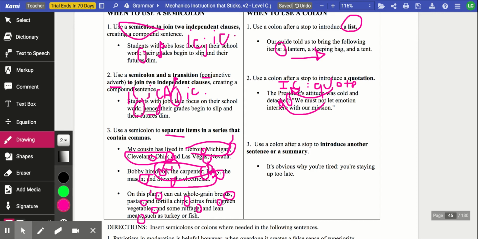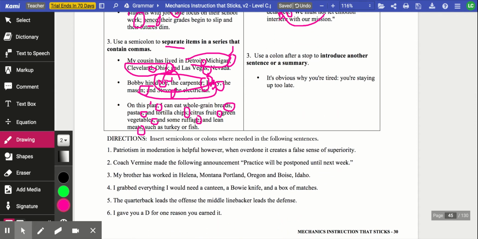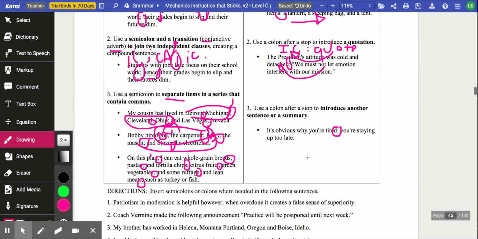It sort of is a stronger way to introduce a quote with that independent clause that then the quote supports or modifies. Use a colon after a stop to introduce another sentence or summary. It is obvious why you're tired: you're staying up too late. Okay, it's that stop. It's that stronger piece of punctuation. It's stronger than using this semicolon to join two ICs.